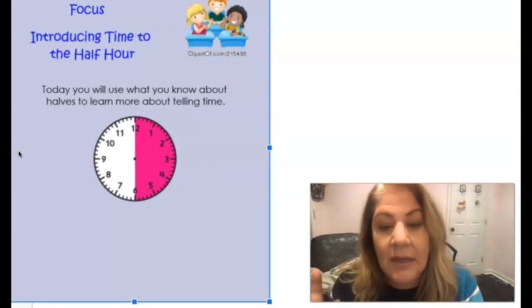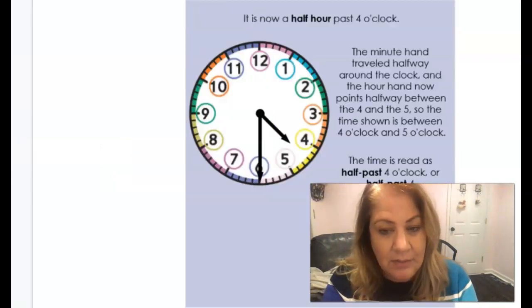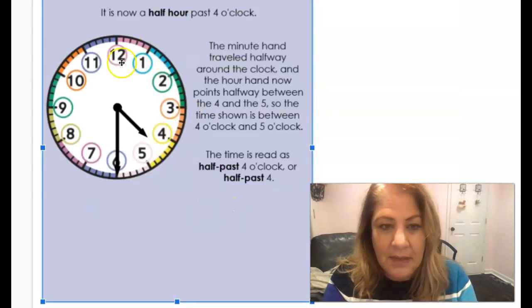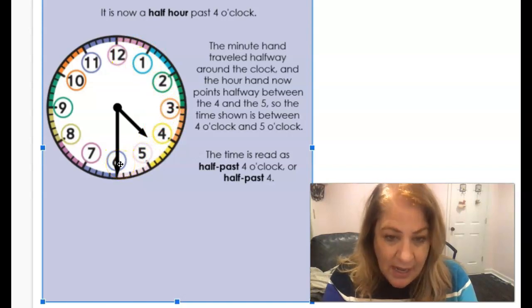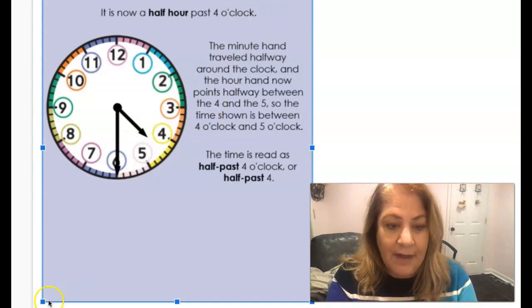Okay, so now that we have learned so much about halves and so much about time, we're going to work a little bit more on half an hour. This clock says it is now half an hour past 4 o'clock. Okay, it was 4 o'clock and now it's half an hour after 4 o'clock, so it's between 4 and 5.